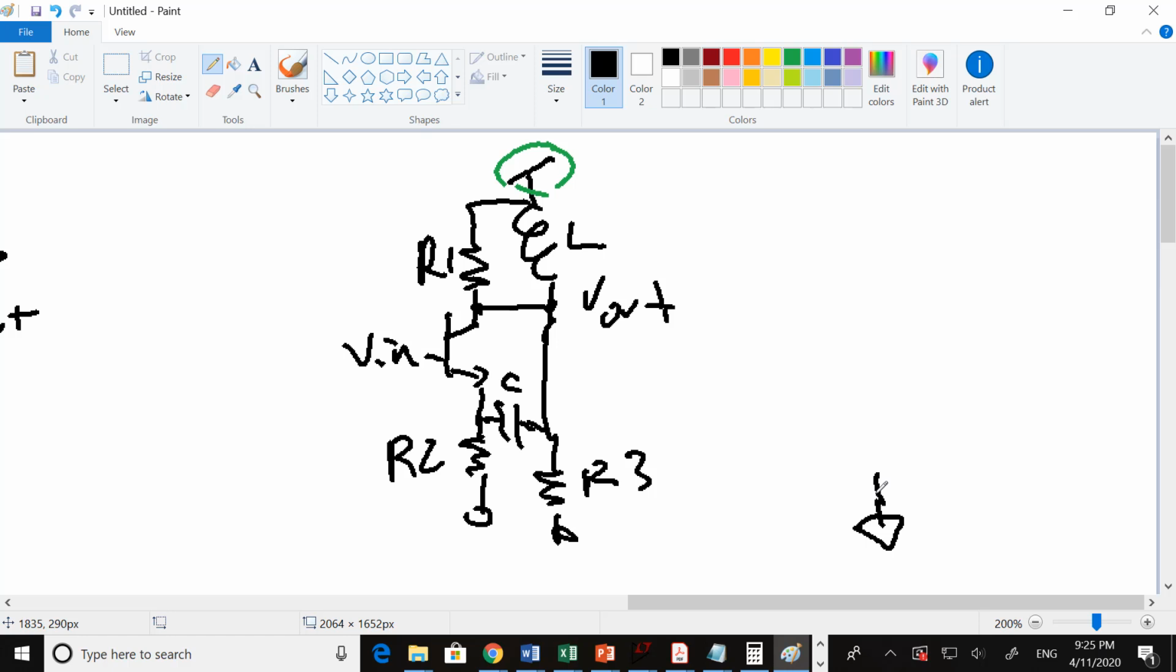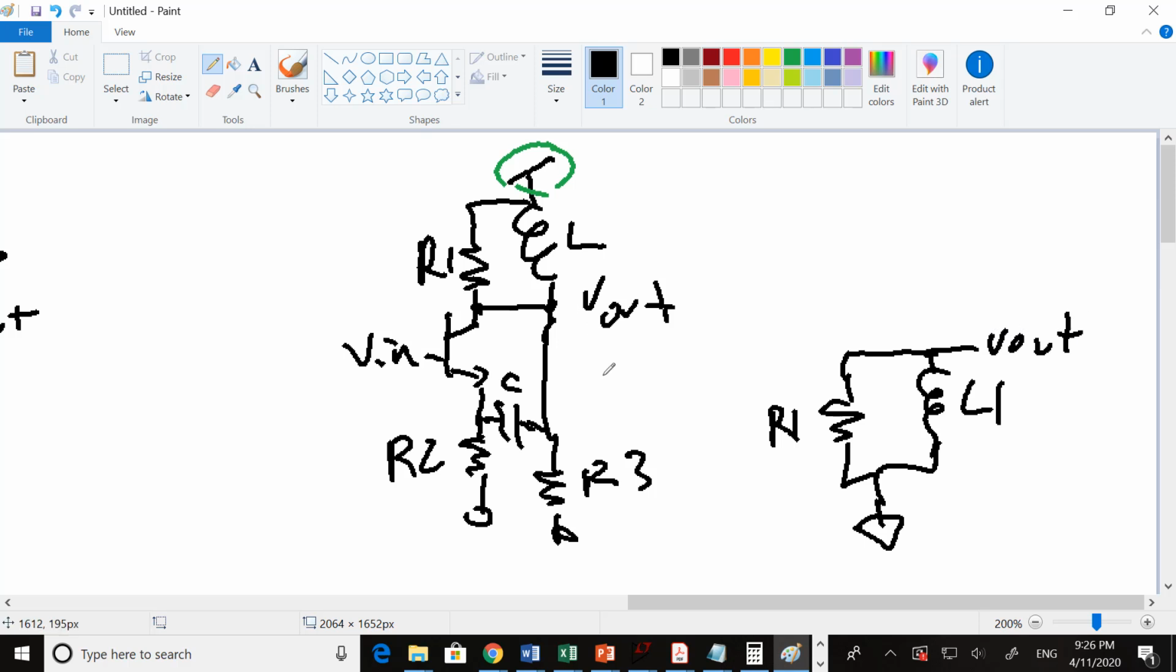Inductors and resistors don't have orientation. For a transistor, the emitter and the collector makes a difference which is on the top and which is on the bottom. But for a resistor, it doesn't matter. So I know when I come off the highest voltage, I hit the resistor. So this would be R1. And then over here, I hit L1. And then I see they're tied together, and that goes to V out. And then you come out of V out.